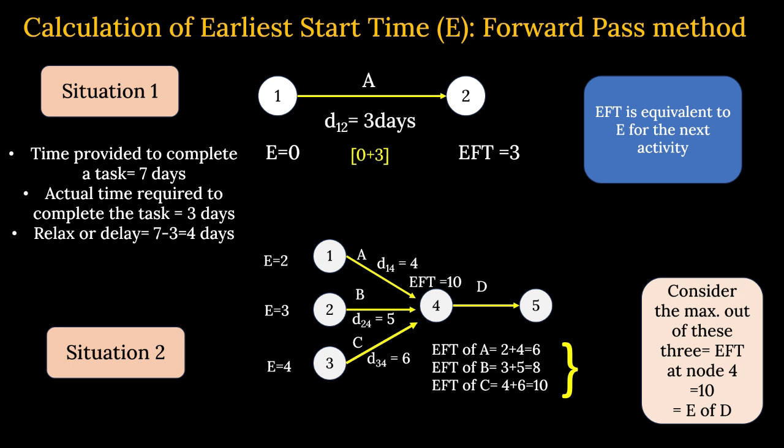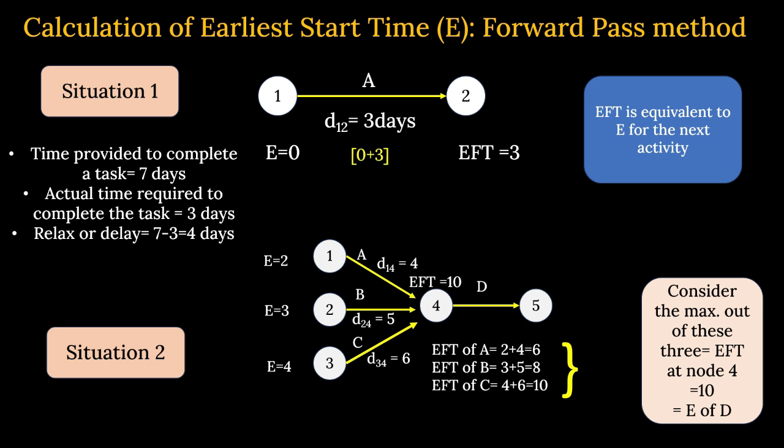That means the earliest start time of D is 10. D can start the work on the 10th day, not before that. You can easily understand that A is completing on the 6th day, B on the 8th day, and C on the 10th day. So you have to wait; only after the 10th can you start, not before that.